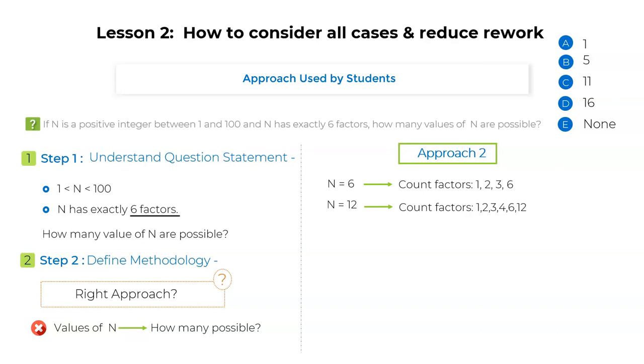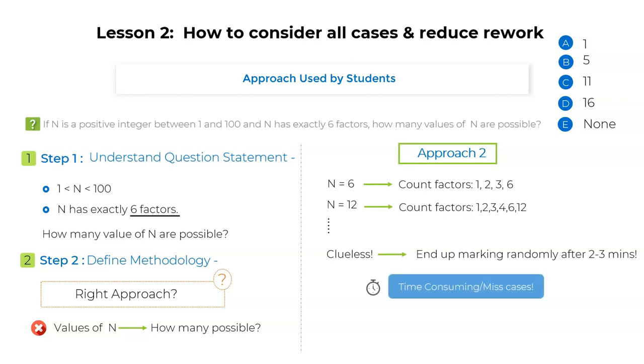I'm sure you can understand that this method is even more time consuming and poor than approach one, because here you're literally moving randomly, you're clueless, and in most cases what will happen is you'll end up marking the answer randomly, because you cannot check all the cases till 100, right? So here also it's very time consuming, and once again you might miss a lot of cases, still end up marking the answer as E. So this is where you're doing a lot of work.